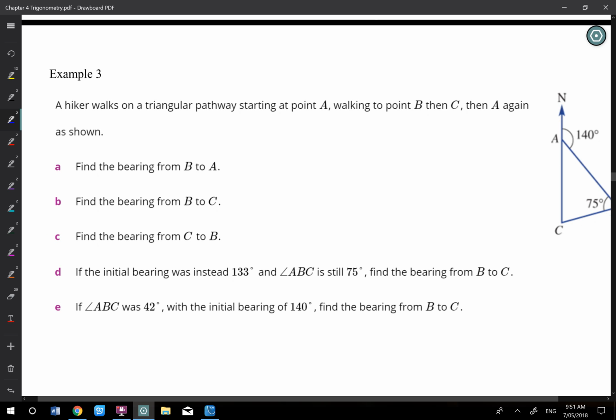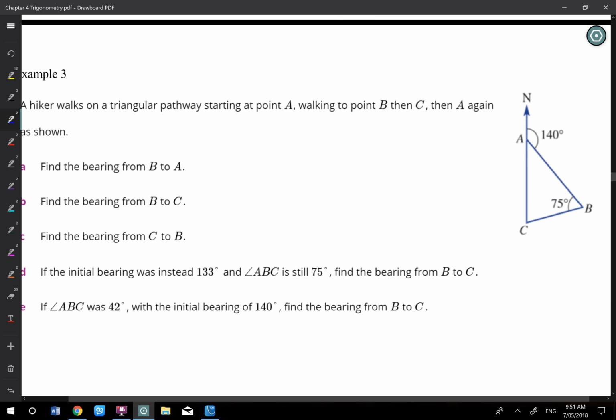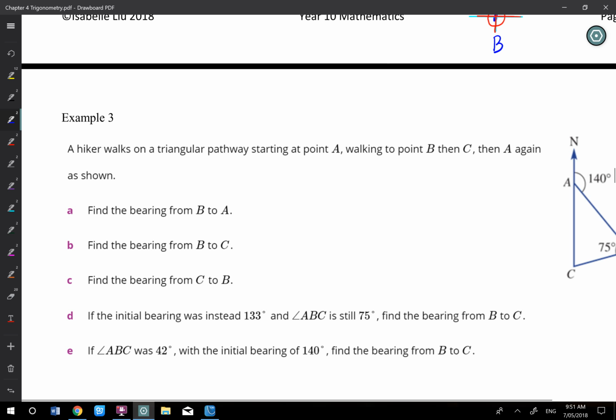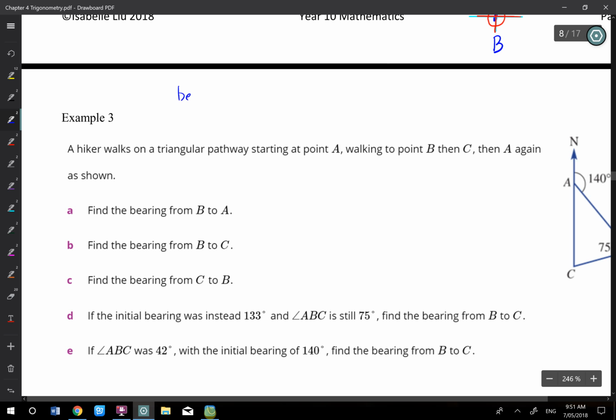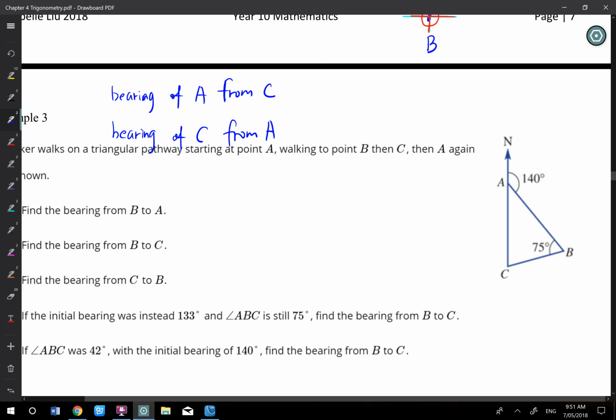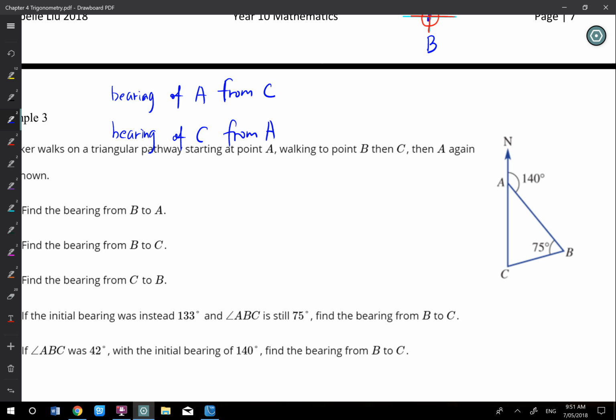Okay, let me ask you a quick question. You don't have this in the parts, but maybe we write it down. What's the bearing of A from C, and what's the bearing of C from A? C and A are on the same line, the same vertical line here. Quick question: what's the bearing of A from C, and what's the bearing of C from A?